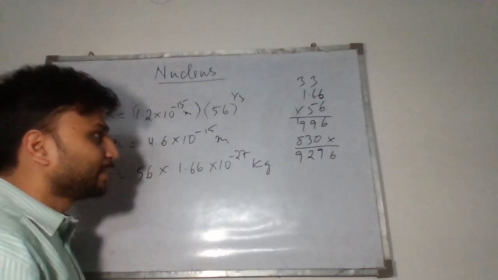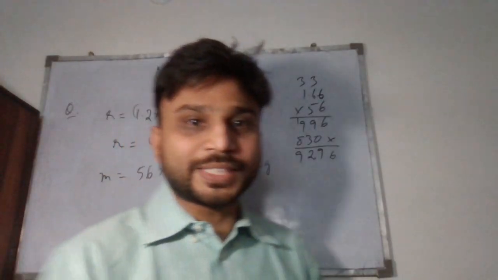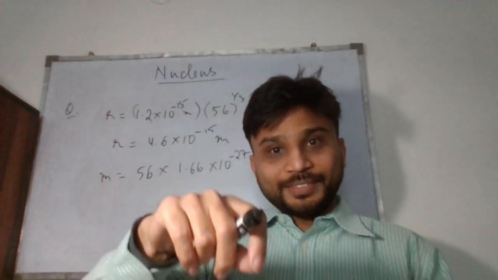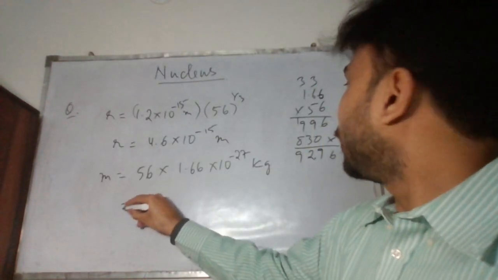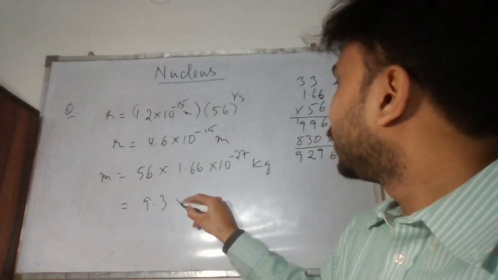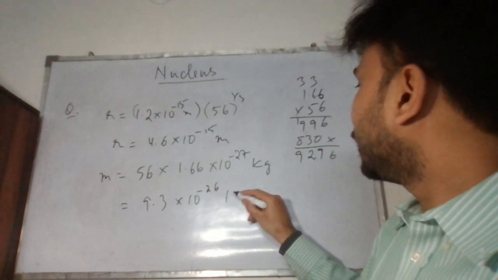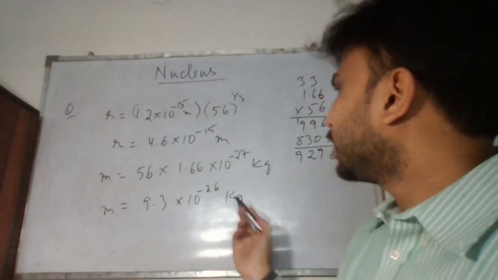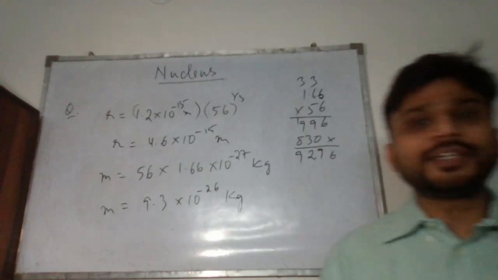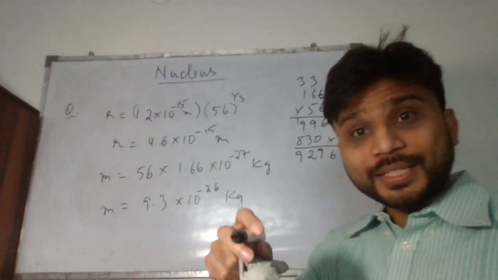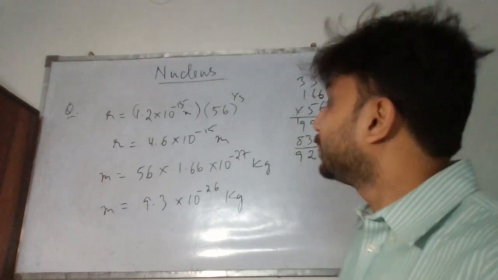So what do you say, Mr. Hammer? What will be the mass of a single atom inside that hammer? It would be 9.3 into 10 to the power minus 26 kg. It's pretty simple calculation. Our next objective is to find the density of the mass of the nucleus of that hammer, right?